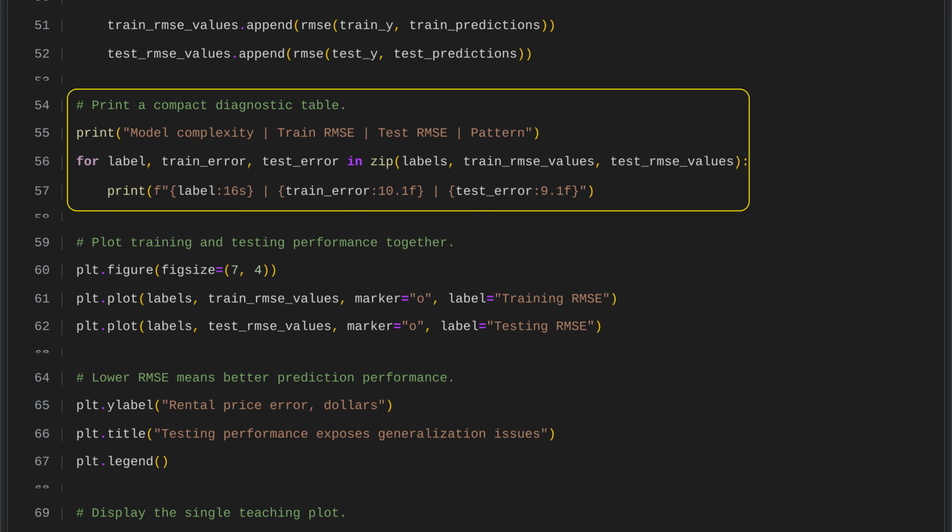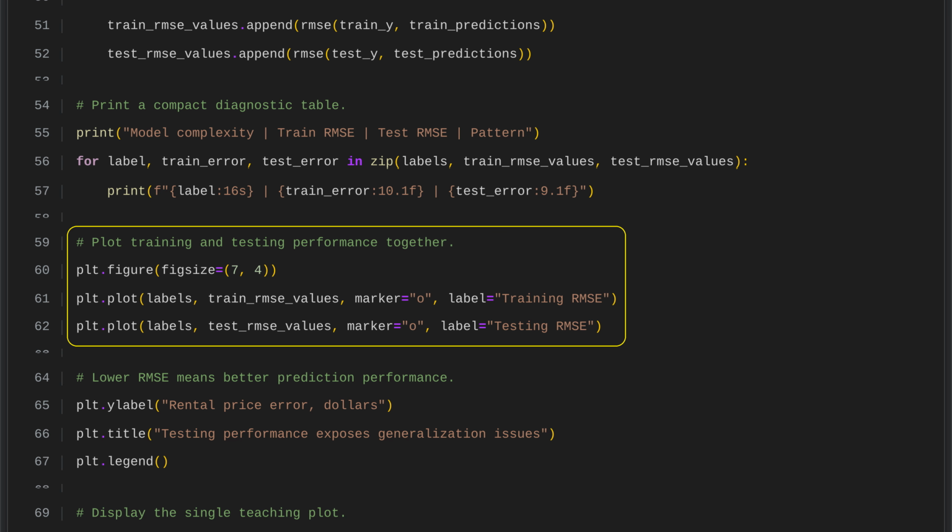The code prints a diagnostic summary comparing model complexity with training and testing root mean square errors. It pairs each model label with its training and testing results, then prints them in a consistent format. This makes it easy to see how each model performs and how well it generalizes to new data.